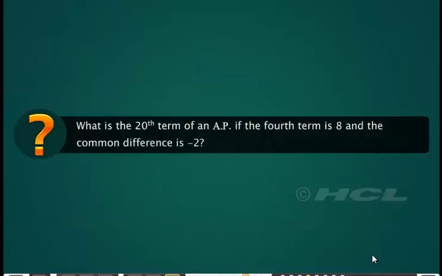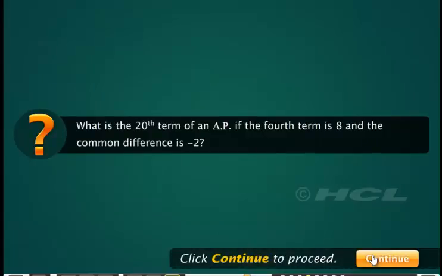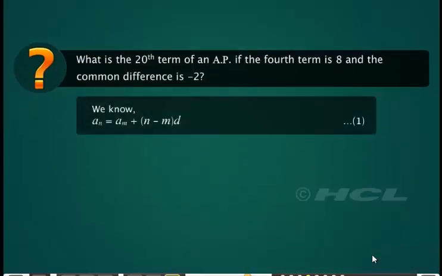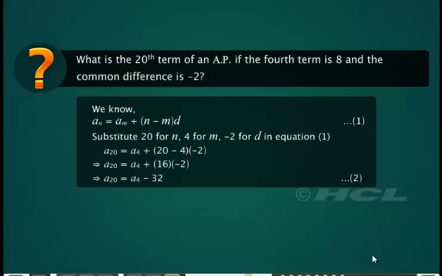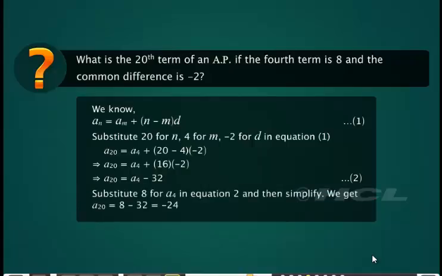What is the 20th term of an AP if the fourth term is 8 and the common difference is minus 2? We know the formula as shown in equation 1. Now substitute 20 for n, 4 for m and minus 2 for d in equation 1. Substitute 8 for the fourth term and then simplify to get the 20th term equal to minus 24.